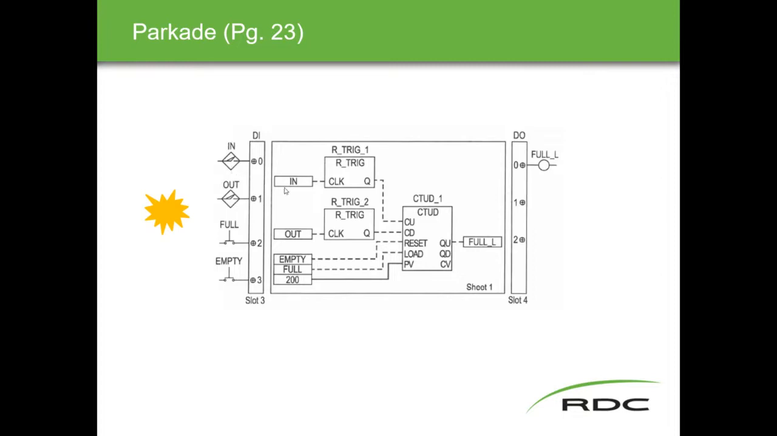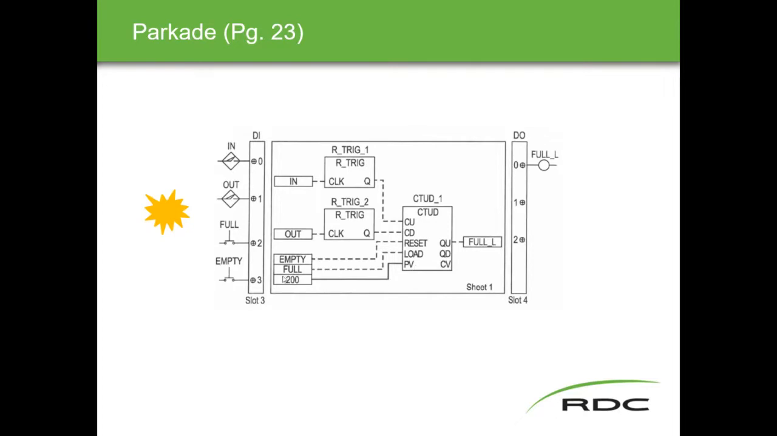So what happens? The in switch becomes true, turns into a one. It has a rising trigger clock, so it's going from a zero to a one, which is the proper definition for an R trigger, and it turns Q into a one. That one gets sent to the count up input of our counter block, and it increments our PV by one also. You won't see it now, but that's what would happen. It increases your PV by one.